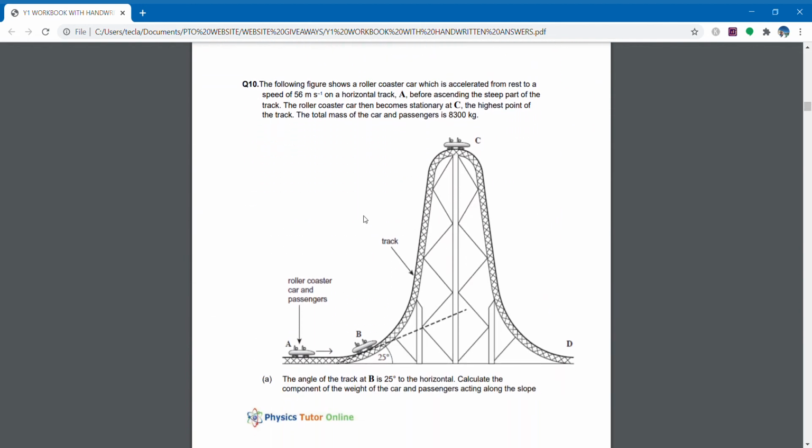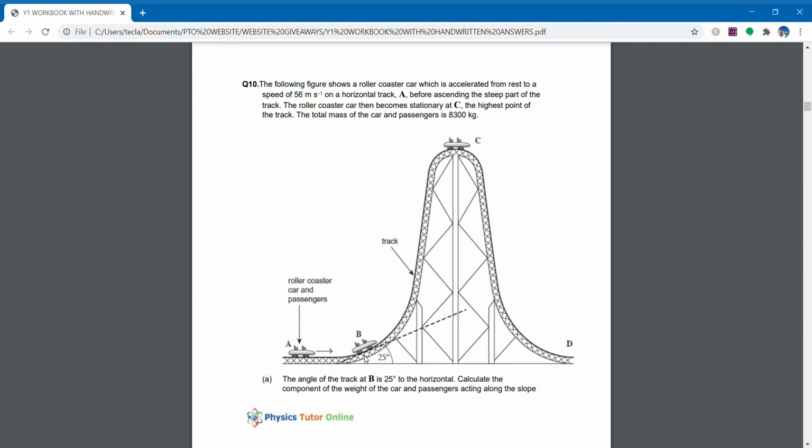Question 10, which is the roller coaster car, which is accelerated from rest to a speed of 56 meters per second along the horizontal track. Before ascending the steep part of the track, the roller coaster becomes stationary at C, the highest point. The total mass of the car and the passengers is 8,300 kilograms. Part A. The angle of the track is 25 degrees to the horizontal. Calculate the component of the weight of the car and passengers along the slope.